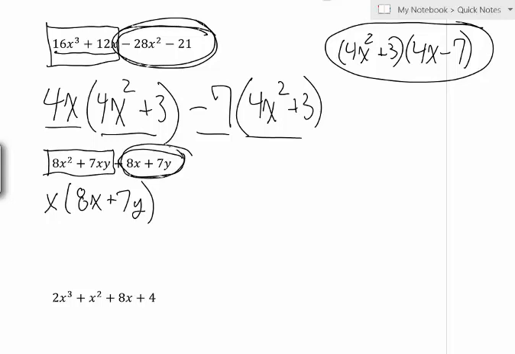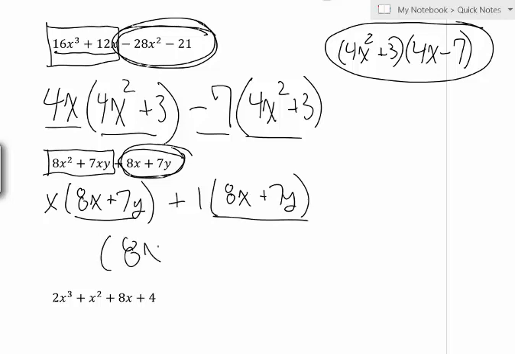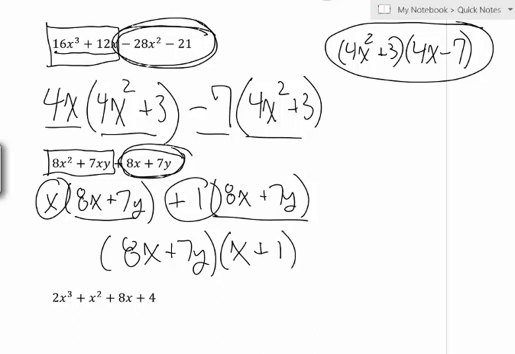Again, since there's nothing common to both of those, I can always rewrite it with the number 1 in front. The reason I want to write it with the number 1 in front is that now I can see my common factor, 8x plus 7y, and my other factor that I'll be left with would be x plus 1.